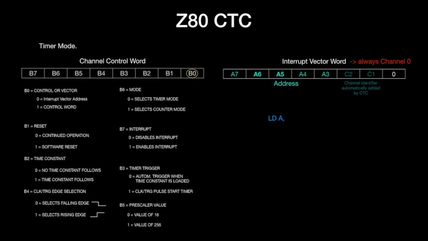B0. We don't want to specify an interrupt, so that's 1. B1, we don't want a reset. Next one, B2, that's a time constant. We want to load a time constant, so we have to add 4 to it. And B3 means timer trigger. I want to automatically trigger when time constant is loaded, so it's 0. We are done with the lower 4 bits.